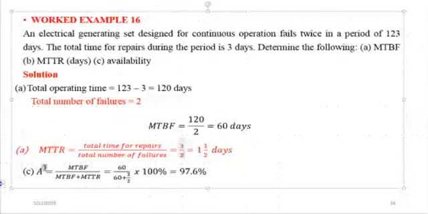And finally, I'm asked to calculate my availability, which is mean time between failure all over mean time between failure plus mean time to repair. This is 60 all over 60 plus 1.5. It will give me 97.6%.